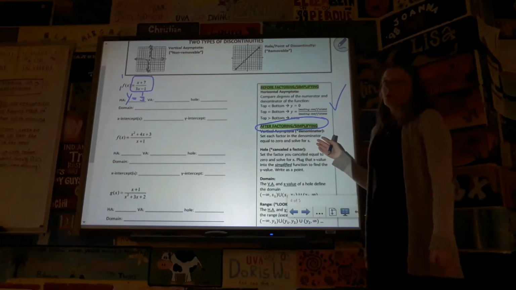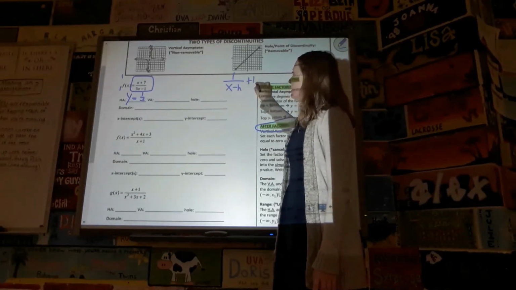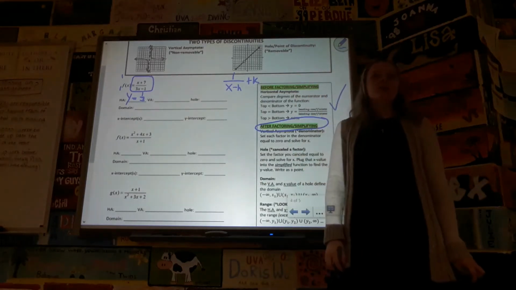The vertical asymptote. I'm going to take you back to last lesson. When we were here, where did you look to find the vertical asymptote?